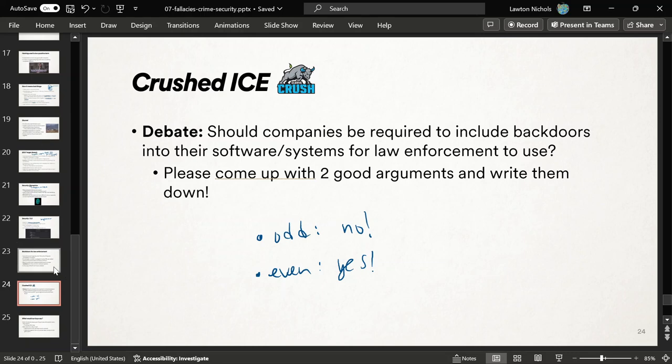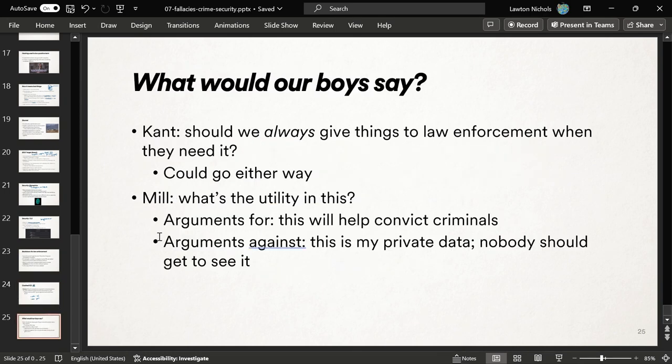Because there is no right answer. This is an ethical question, as usual, right? So because of that, why don't we just ask our boys? Let's see what they might say. What would Kant say? What would Mill say? So I think Kant would try to ask a question as usual with always in it. He'd be like, should we always give things to law enforcement when they need it? And honestly, it could go either way. Kant's really big on personal freedom, so he might say no. Or he's like, yeah, I would want law enforcement to have access to what they need to enforce the law and do it right. So I think Kant could either say yes or no, depending on which of his viewpoints you want to bring to the spotlight. So that's one way to think about it.